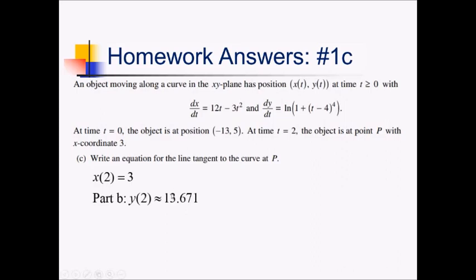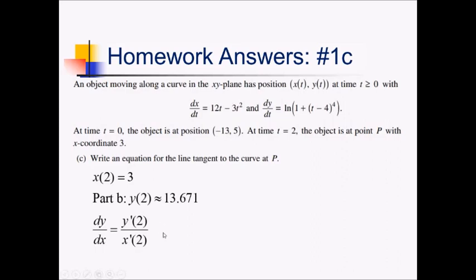Again, that was about 13.671. We can use that with 3 decimals there. We still need the slope, though. We need dy over dx at time 2. Well, to evaluate that at time 2, that's going to be y prime of 2 over x prime of 2. So this is just your standard parametric slope formula here, or parametric rate of change.